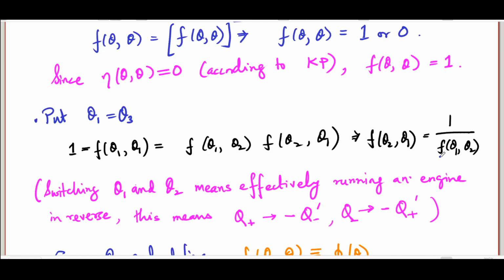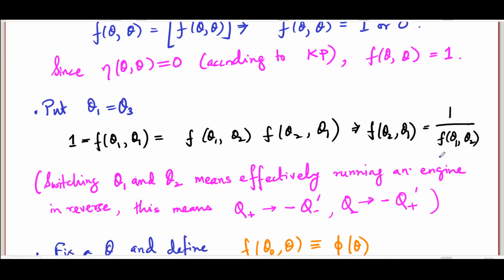Whatever was taking heat away from you is now giving you heat. So Q plus and Q minus change to Q minus prime and Q plus prime with a change of sign. But the ratio, of course, simply becomes a reciprocal. The two minus signs here cancel. So it's very easy to understand why f of theta 2 comma theta 1 is actually 1 over f of theta 1 comma theta 2. Of course, it's a direct consequence of our defining overall equation.